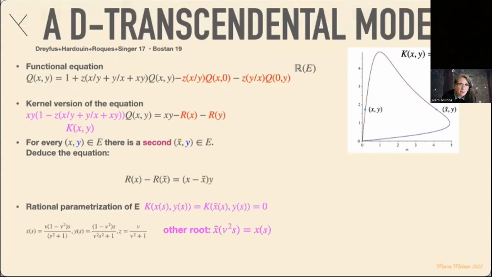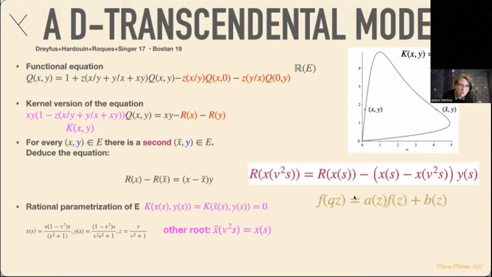And I'm not going to go through the details here, but you're going to see that it's quite straightforward. I can turn my kernel version of the equation into an equation of that form that I showed you on that slide. I would love to give you about 10 or 15 minutes to go through the details, but the upshot is, as I have a picture of the kernel, I can see that I'm always going to have 2 points for a fixed y, and I can use that and a rational parameterization of this curve to actually give me that functional equation. Okay, so that's how Dreyfus, Hardouin, Roques, and Singer showed that this was differentially transcendental.